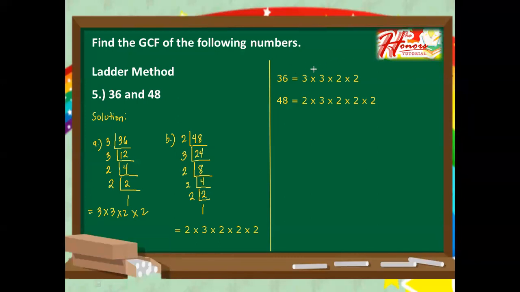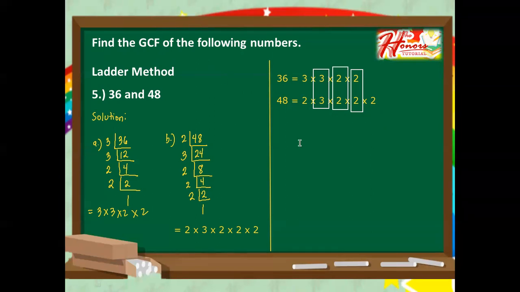So that is 3 and 3. They are partners. 2 and 2, they are partners because both 36 and 48 contain 2. And 2 and 2 also. 3 and 2 is not partners because they are not the same number. Also for this one.